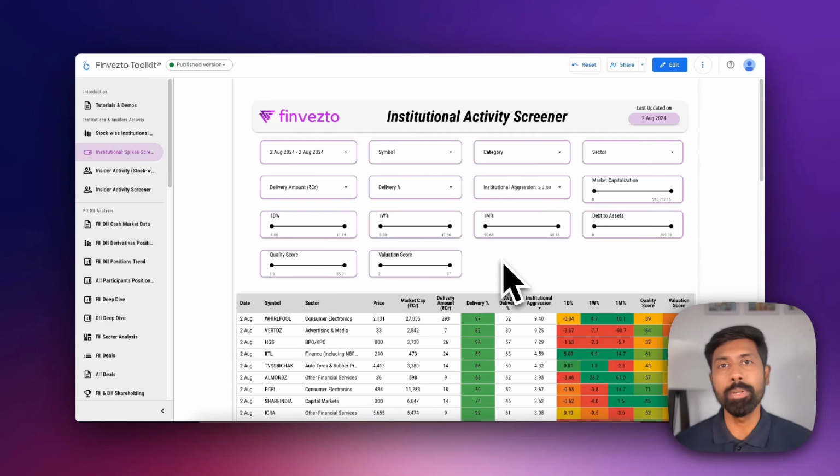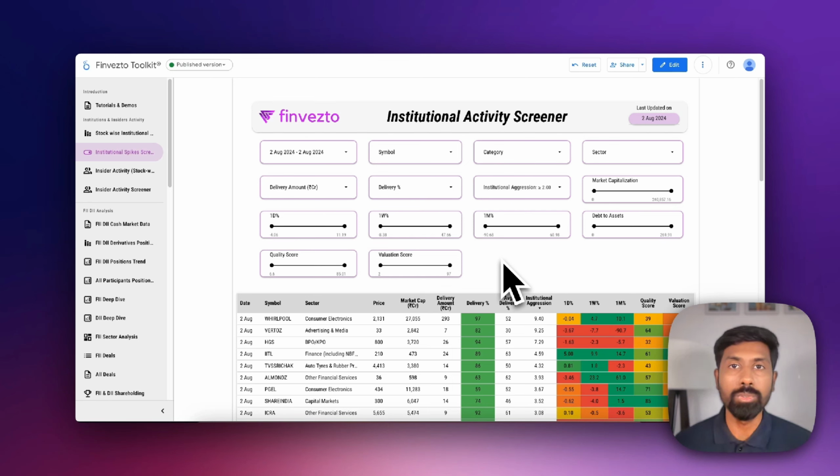Hello everyone. In this video, we will see how to find out which particular stocks have witnessed big money activity, which particular stocks have witnessed institutional activity on a daily basis. NSE releases FII DII cash market data at an overall market level on a daily basis, but it does not give us which particular stocks have witnessed institutional activity.